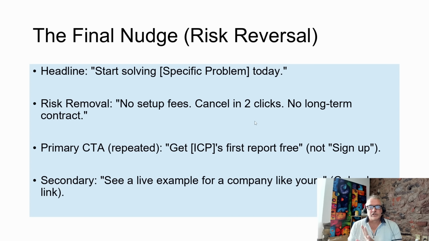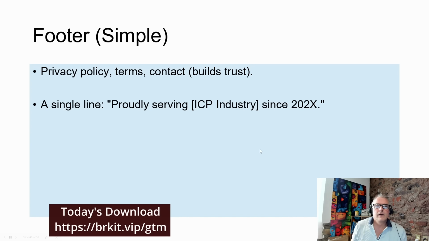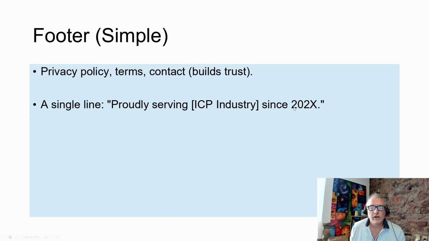The final nudge is just anything that you can do to show the customer that there's really no downside. They can try it. They don't have to commit. Just whatever you can do to convince them and try to get them to feel comfortable contacting you. Footer, of course, is just privacy policy, terms and contact info, and then just whatever. It's simple.